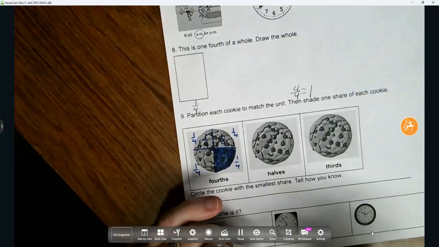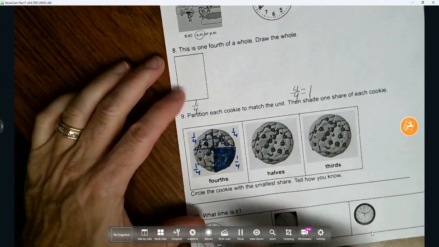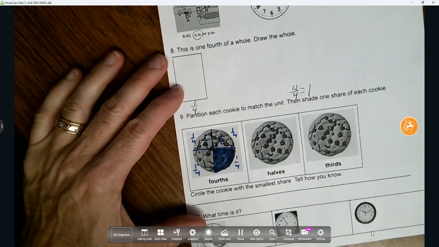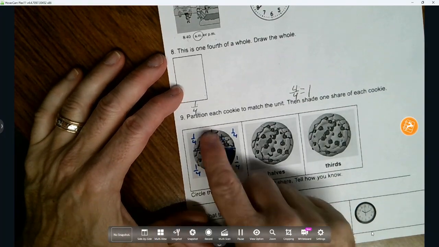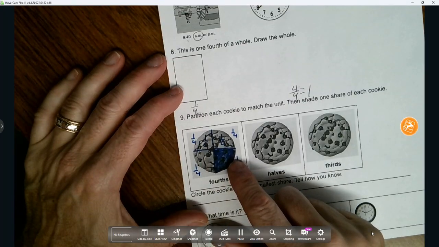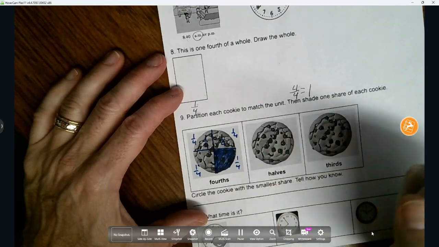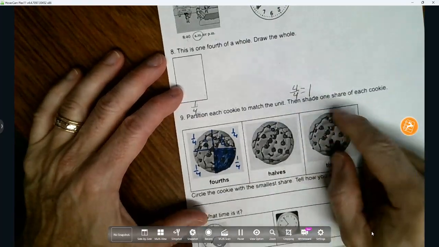Tell how you know. All right, so the smallest share. So I want you to think about this. You're sharing this cookie, you're cutting it up. You want to eat as much of the cookie as you can, right? I know I do. So do I want to share my cookie with 4 people and cut up like this? What size? How much would I get? If I do halves, if I get half of this, compare that piece to this piece, or thirds.